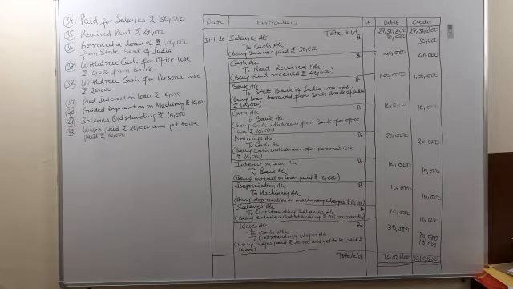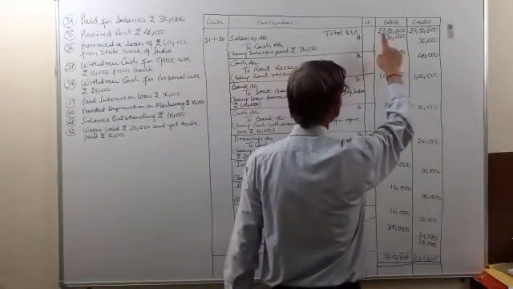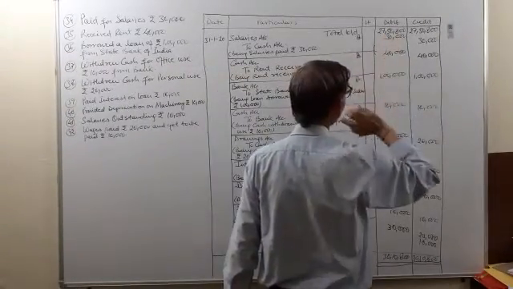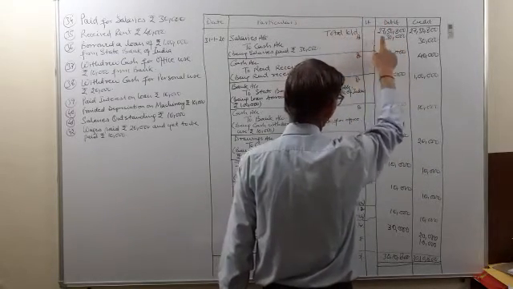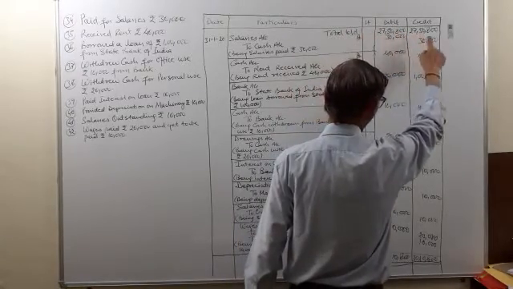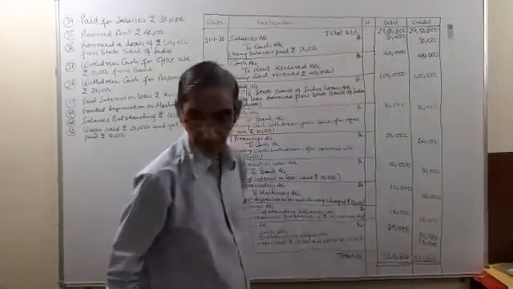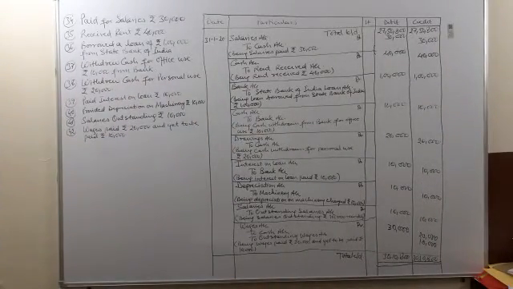Now children, in continuation, the total of the previous year was 27 lakh 50,800. It will be brought down on this page. Total brought down is 27 lakh 50,800 debit, 27 lakh 50,800 credit. It's clear.